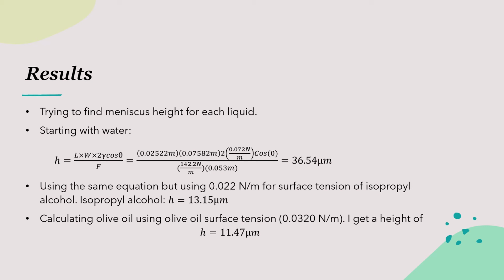For isopropyl alcohol, I used 0.022 newtons per meter as isopropyl's surface tension. Using the same equation, I calculated the height of meniscus for isopropyl to be 13.15 micrometers. Finally, for olive oil, I used the same equation but used olive oil surface tension of 0.032 newtons per meter to calculate a height of 11.47 micrometers.